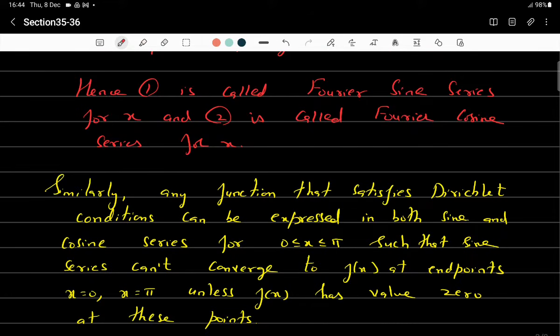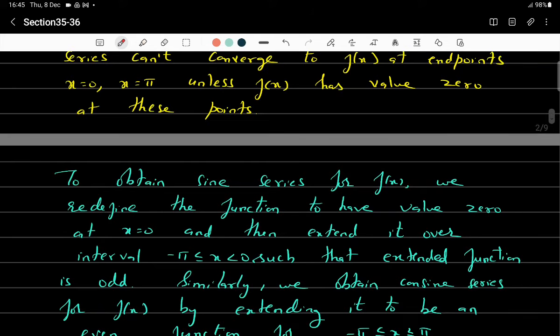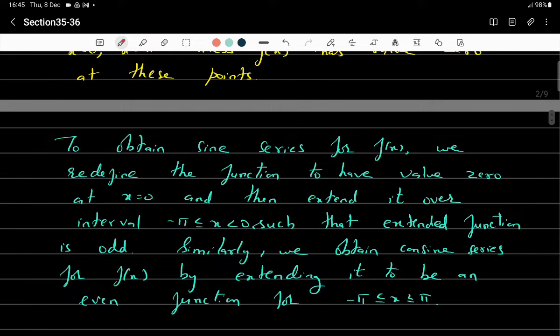Similarly, any function that satisfies the Dirichlet conditions can be expressed in both sine and cosine series for the interval 0 to pi, such that the sine series cannot converge to f of x at the endpoints 0 and pi. It only converges if its value is 0 at these endpoints. So to obtain the sine series, we redefine the function to have value 0 at x is equal to 0 and then extend it over the interval minus pi to 0 such that the extended function is odd. Similarly, for the cosine series, we extend it so that the extended function remains even over the interval minus pi to pi. And why are we extending it?